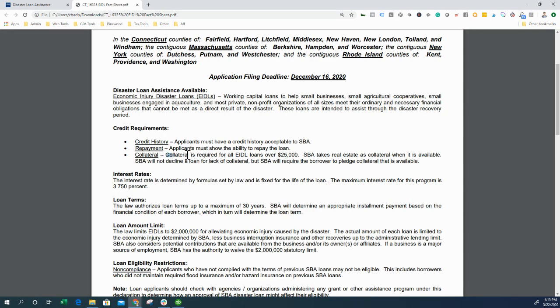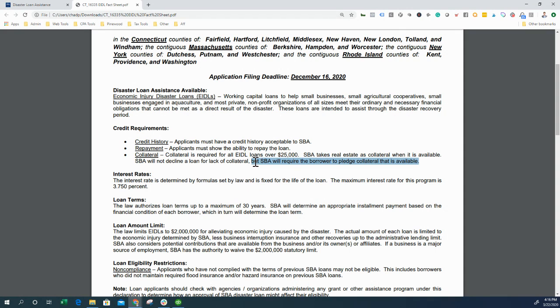Next is collateral. So collateral is required for all economic injury disaster loan assistance over $25,000. So you will need to post collateral. They can take real estate as collateral. They will not decline a loan for lack of collateral, but the SBA will require the borrower to pledge collateral that is available. So again, it's sort of a gray area. They're not going to necessarily turn you down for the loan if you have no collateral, but you do need to show that you have some sort of assets as collateral.